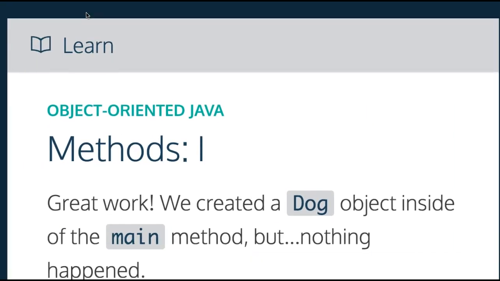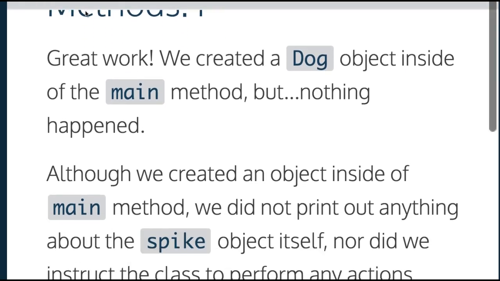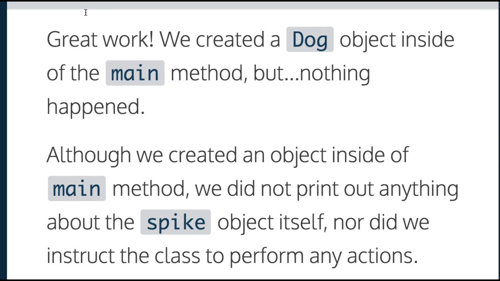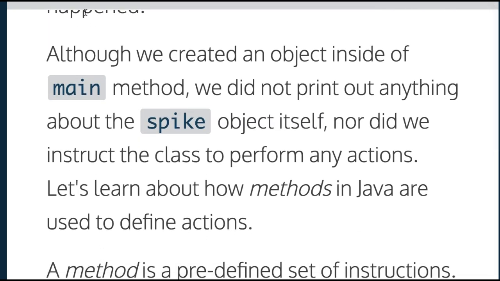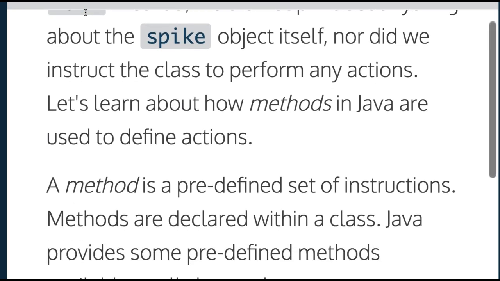We're in the Object-Oriented Java section, Lesson Methods Part 1. Great work. We created a dog object inside of the main method, but nothing happened. Although we created an object inside of the main method, we did not print out anything about the spike object itself, nor did we instruct the class to perform any actions. Let's learn about how methods in Java are used to define actions.